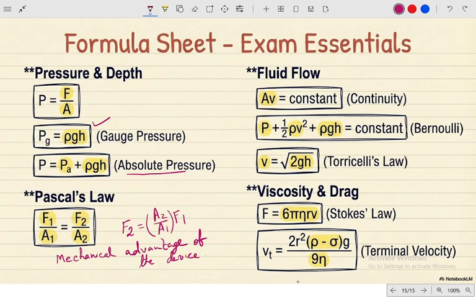And fluid flow: A V equal to constant, that is continuity. P plus half rho V squared plus rho gh equal to constant. This is Bernoulli's equation. Torricelli's law: V equal to root 2 gh. Viscosity and drag: Stokes' law: F equal to 6 pi eta rV. Terminal velocity, that is 2 r squared (rho minus sigma) g by 9 eta.